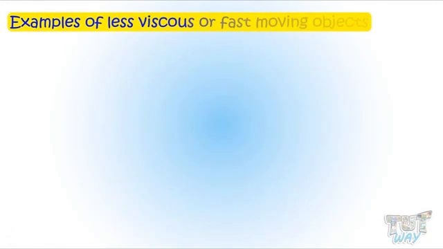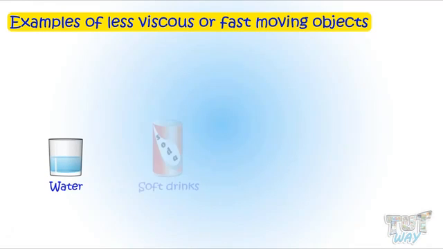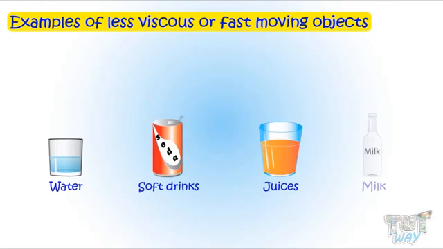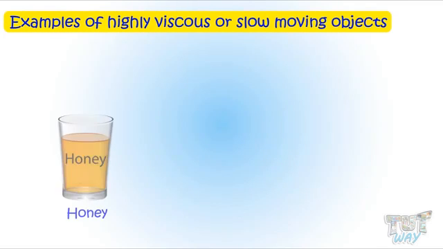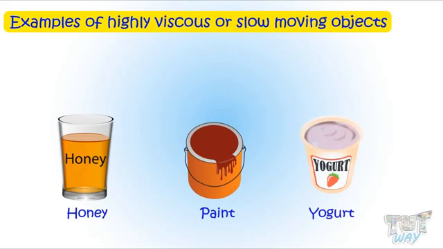Here are some examples of liquids having low viscosity: water, soft drinks, juices, and milk. All these are having low viscosity. That is, they are fast-moving liquids. Now, let's have examples of liquids having high viscosity. Honey, paint, yogurt are some of the examples of liquids which have high viscosity. That is, they are slow-moving liquids.